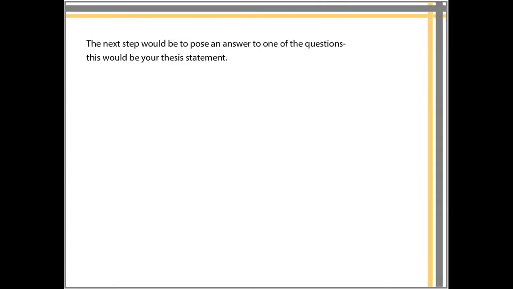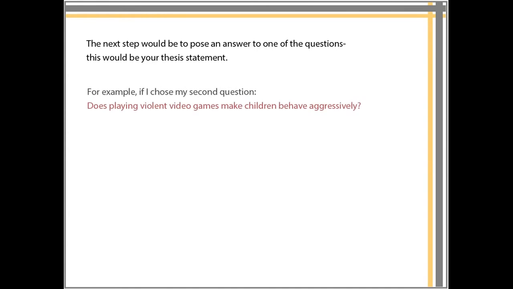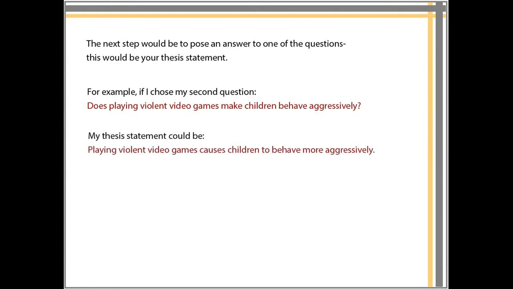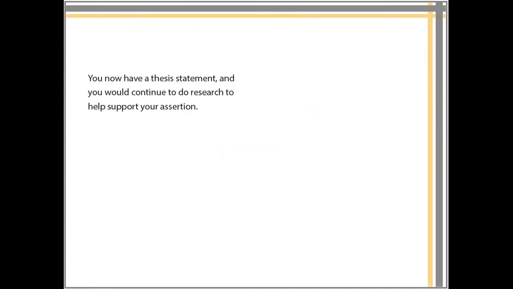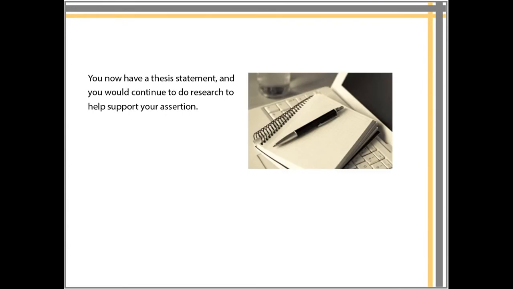The next step would be to pose an answer to one of the questions. This would be your thesis statement. For example, if I chose my second question, does playing violent video games make children behave aggressively? My thesis statement could be, playing violent video games causes children to behave more aggressively. You now have a working thesis statement, and you would continue to do research to help support your assertion.